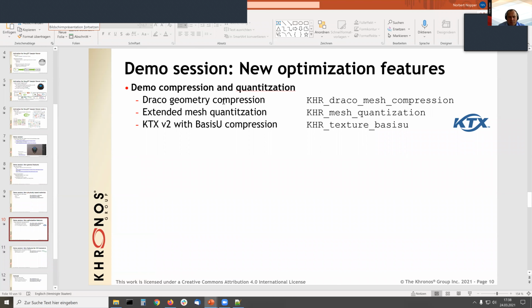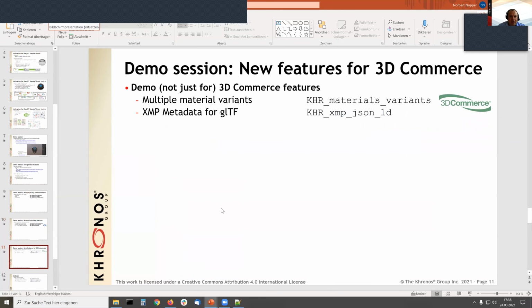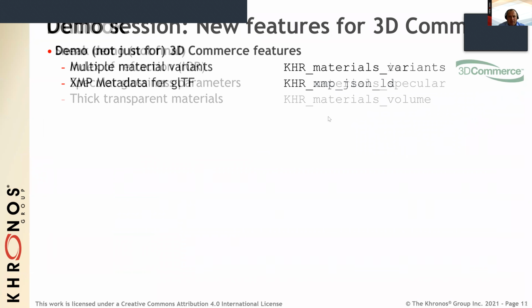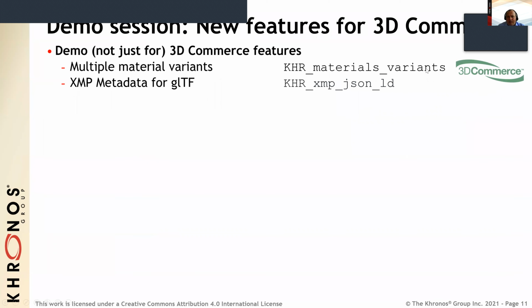So I showed you geometry compression, quantization, BasisU, and new features of 3D commerce. And I will show you possibilities like one extension to have multiple material variants. And of course, the demand is coming from 3D commerce, and the idea behind it is that you can have multiple materials per mesh or primitive. Of course, you could utilize this in other use cases as well, maybe for games. And then also metadata, that you can store metadata.